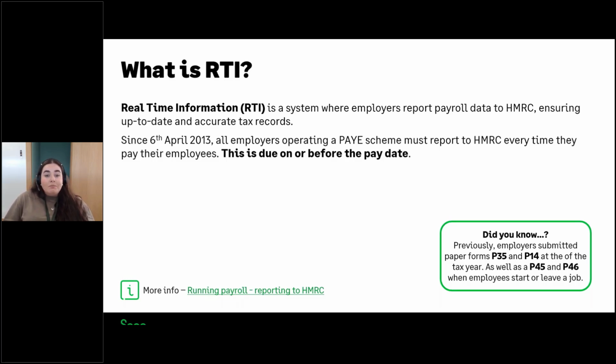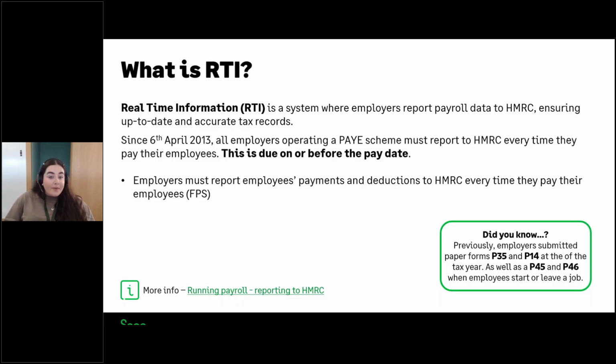Employers must report PAYE to HMRC every time they pay their employees, on or before the pay date, and this is called the FPS, or full payment submission. If you did a weekly payroll, for example, and your next pay date was this Friday, the 22nd of November, you would have to report the payroll data for that week on or before the 22nd. And the same principle applies to all of the different payment frequencies too.